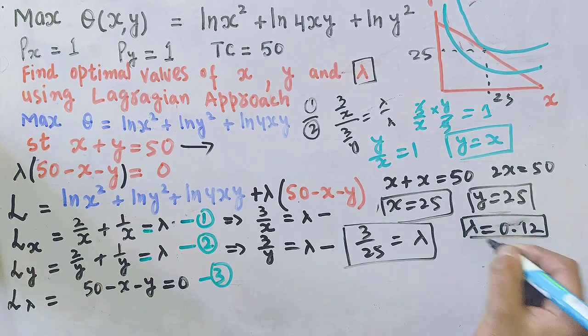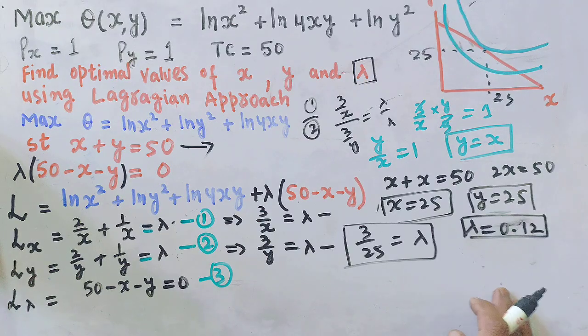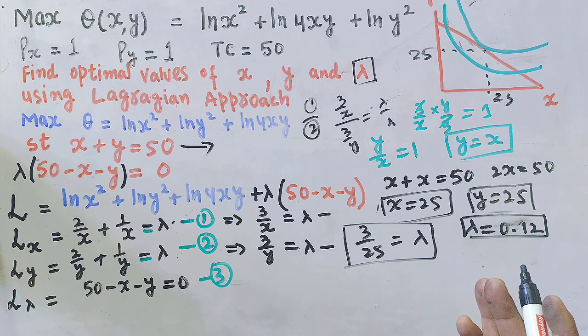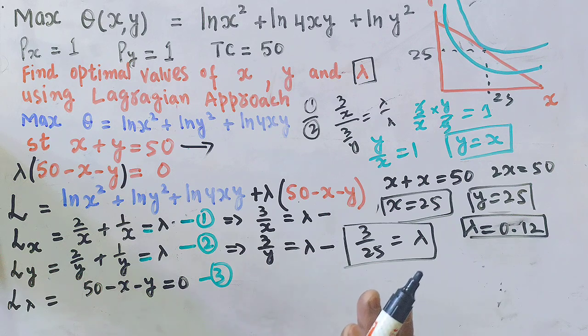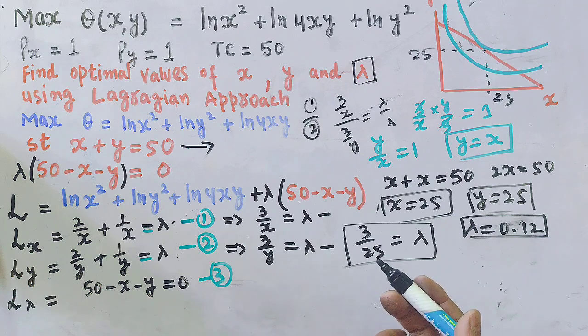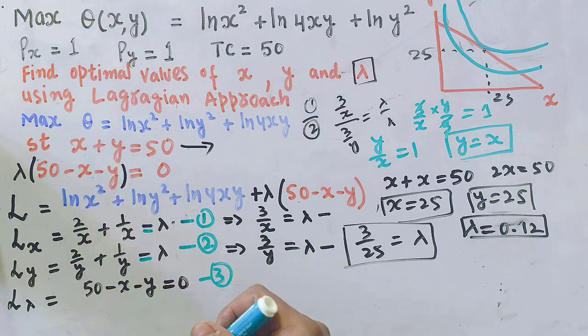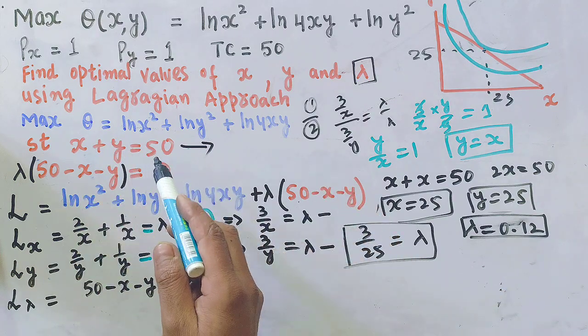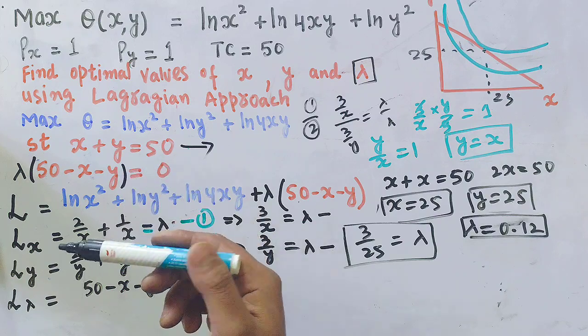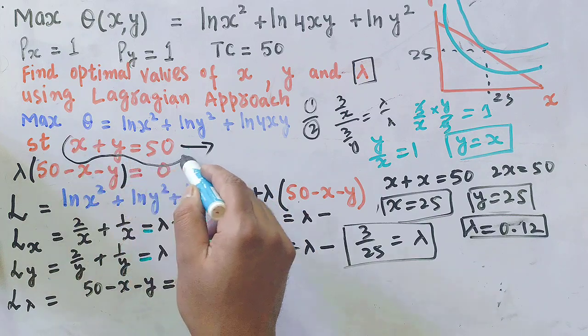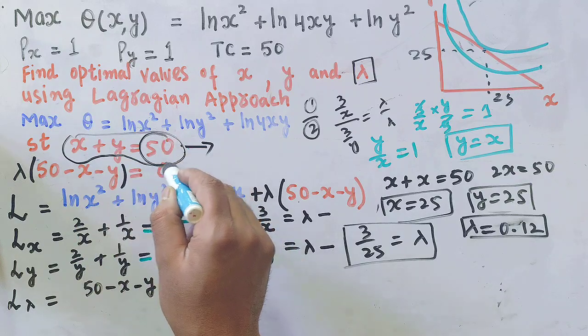So what exactly is meant by this? The value of lambda simply tells us how much our output will increase when there is change in the constant of the constraint function. How our objective function will change when there is change in the constant of the constraint function. So what is the constant in the constraint function? That is this cost function.